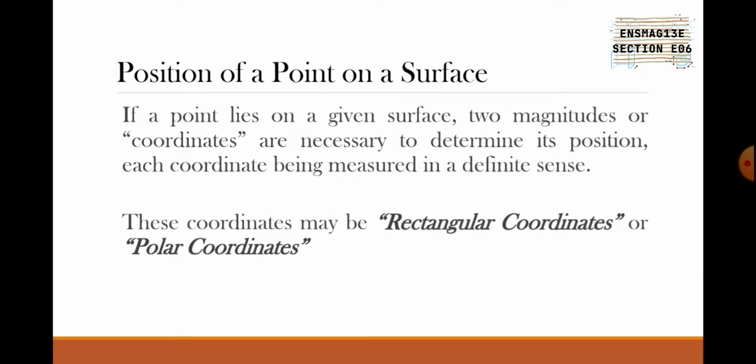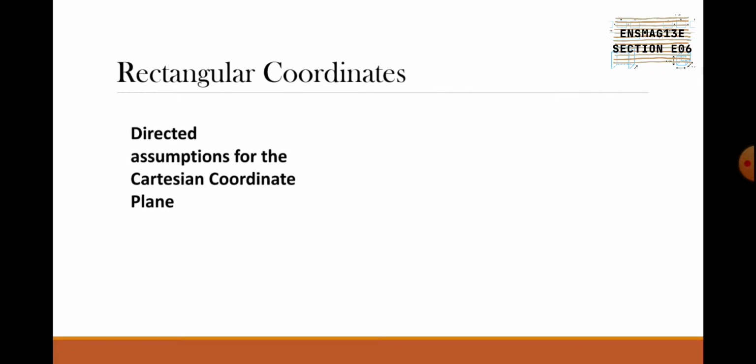Position of a point on a surface. If a point lies on a given surface, two magnitudes or coordinates are necessary to determine its position, each coordinate being measured in a definite sense. These coordinates may be rectangular coordinates or polar coordinates. Since our topic today is about rectangular coordinates, we will be focusing on it.